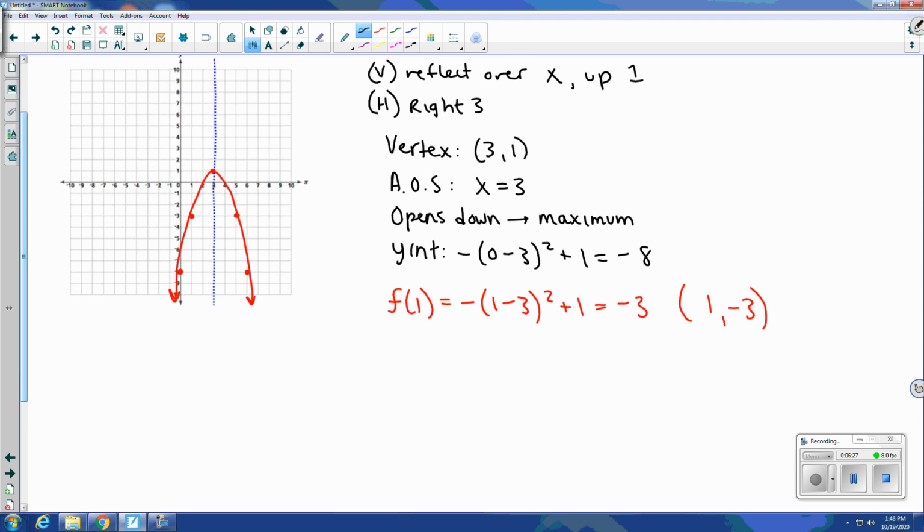And there's our 5 points that we need to get a nice accurate picture. Let's add in domain and range. Domain, this spans the entire x-axis. All inputs are valid, so negative infinity to infinity. Range extends down forever, and the outputs go as high as 1, included. There's your domain and your range.